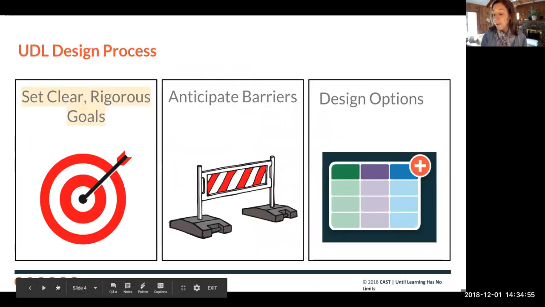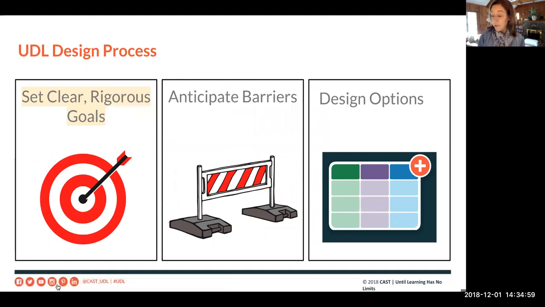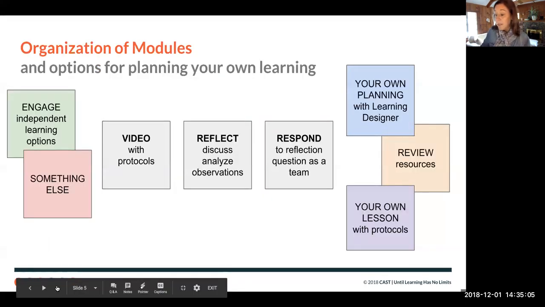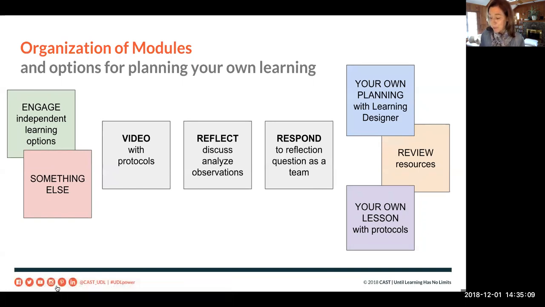This module is about developing goals, clear, rigorous goals. Writing goals is the first step when designing learning using UDL as a lens. The options for planning your learning during this module are the same as they were in Module 2. As it shows in the gray boxes, I will continue to provide video of classroom practice, and you will use one of the observation protocols to analyze and discuss that video.